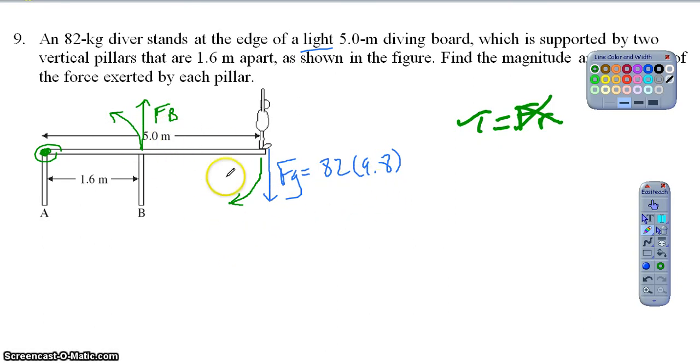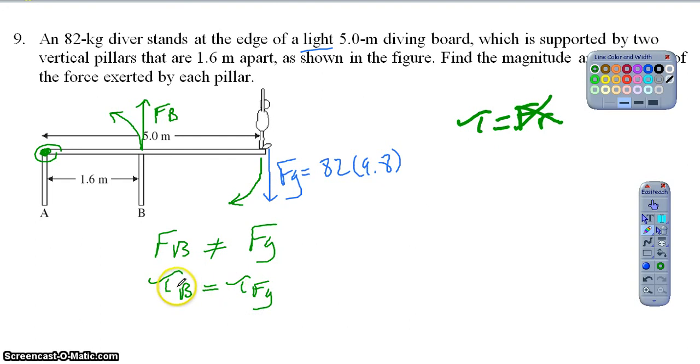So here's where we have to be careful. The force at pillar B does not necessarily equal the force of gravity, and in fact we'll see that it shouldn't. The only thing we know for sure is that the torque caused by pillar B equals the torque caused by the force of gravity on the diver, since the board is not rotating around this point. And since the pillar and the person have different radii, the forces can't be equal. We'll see that in just a second. The good news is both of those forces are perpendicular.